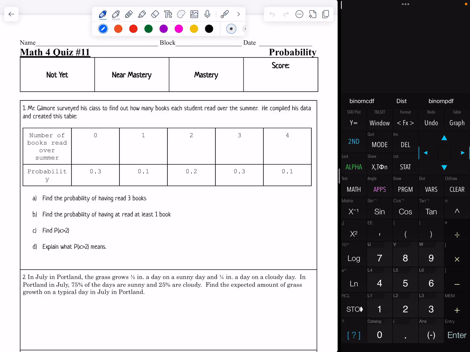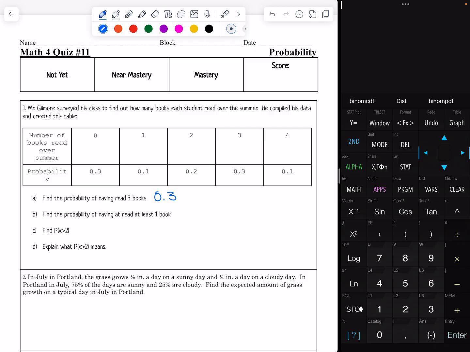In this video, we're going to go over Math 4 quiz number 11 on probability. Number 1 says Mr. Gilmore surveyed his class to find out how many books each student read over the summer. He compiled his data and created this table. A says find the probability of having read 3 books. So if you just look at the probability distribution table, you can see that for 3 books, the probability would be 0.3. So that's all we need to answer A.